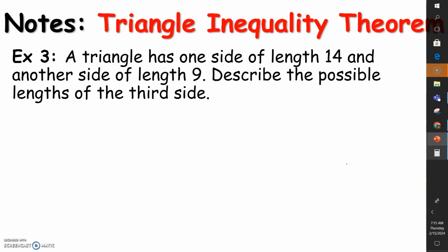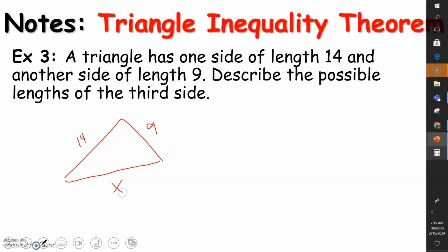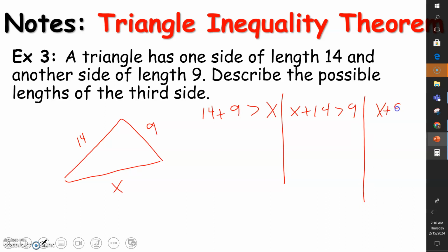A triangle has one side length 14 and another side length 9. Describe the possible lengths of the third side. Okay, so we're going to sketch out a triangle. And let's say this is our triangle. We have 14, 9, and some other side. We'll call it X. According to the triangle inequality theorem, if I add 14 and 9, it has to be bigger than X. If I add X and 14, it has to be bigger than 9. And if I add x and 9, it has to be bigger than 14.